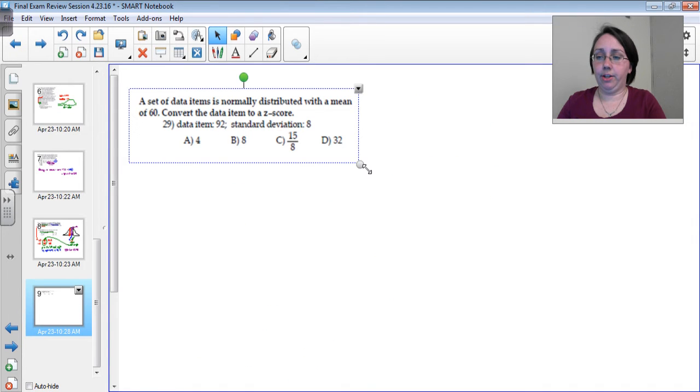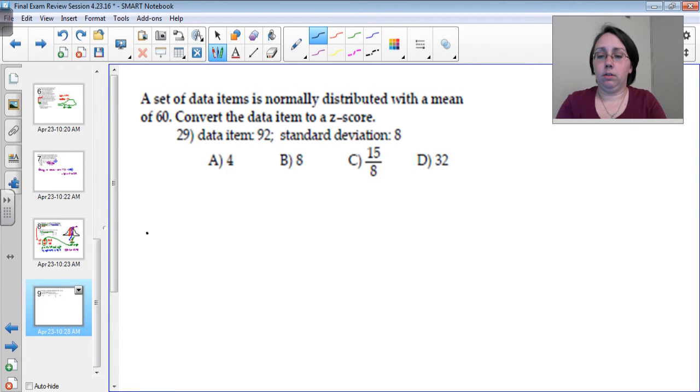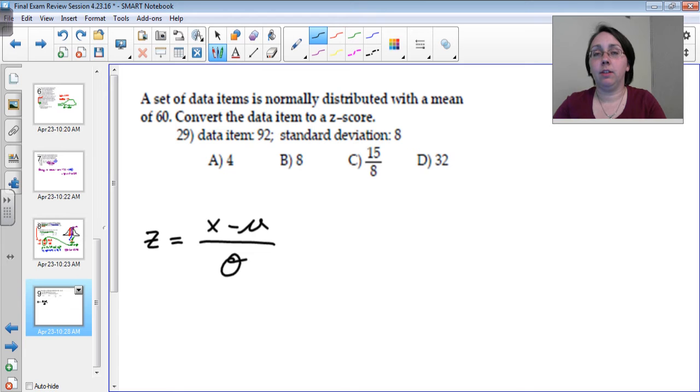All right, how do you convert a data item to a z-score? Isn't it the X bar minus the mu divided by the standard deviation? You're on the right track, but we're just doing a data value, not a mean. So it's just the x minus mu divided by sigma.